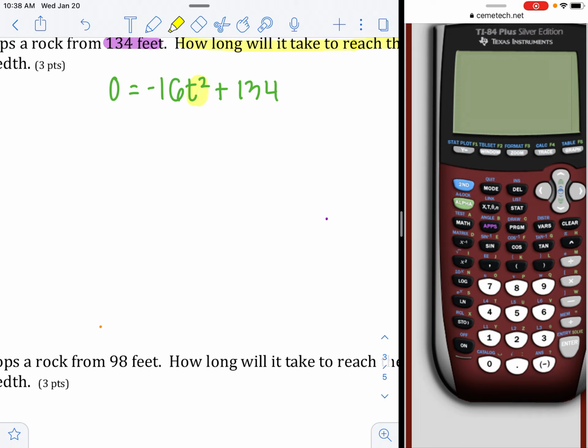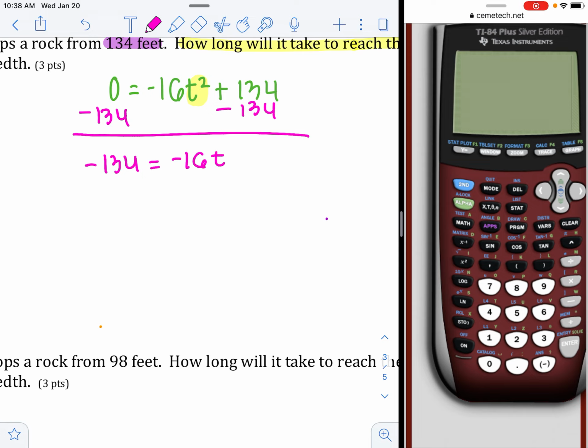Now you need to solve for t squared. There should be 4 steps total. 1, 2, 3, 4. 4 steps total. Okay, step number 1. Subtract 134 from both sides. You must show it. You can't just do it. All right, now I still don't have t squared by itself. I have to divide by -16. Please show it in your work.